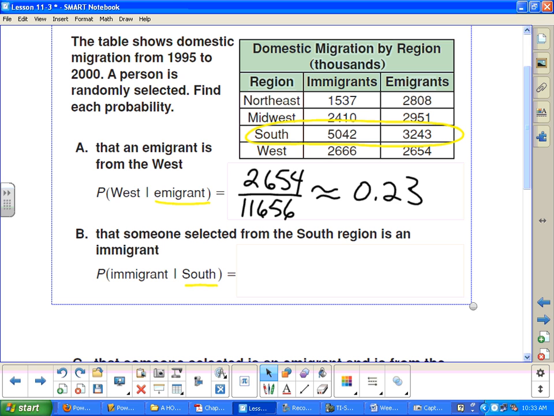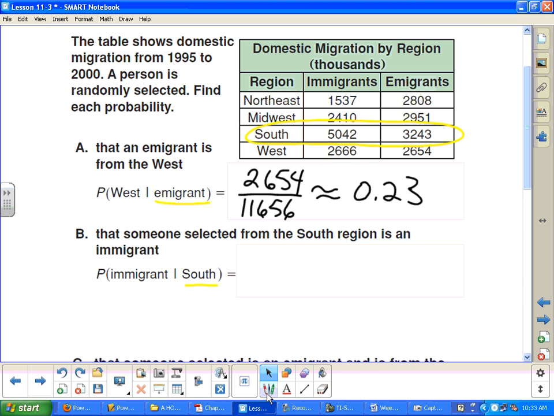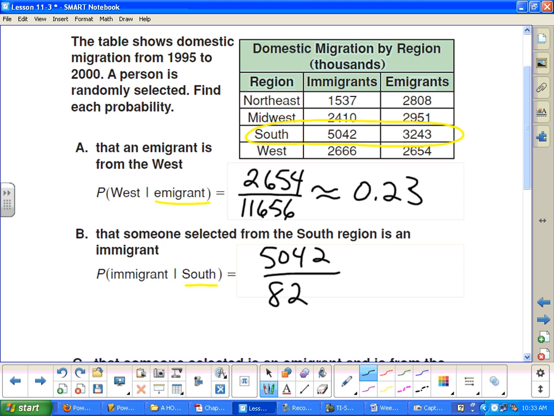So we've got 5,042 over 8,285, which is approximately what? 0.608, so 0.61, approximately 61%. Now look at these two again. One says an immigrant is from the West. The other, somebody from the South region is an immigrant.